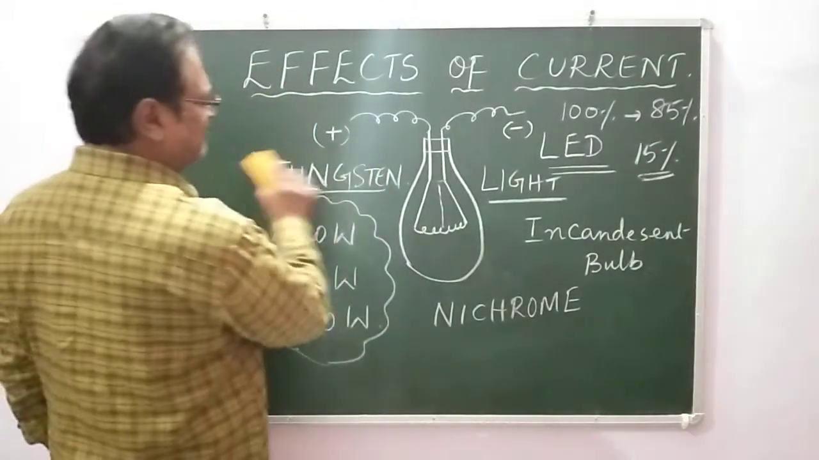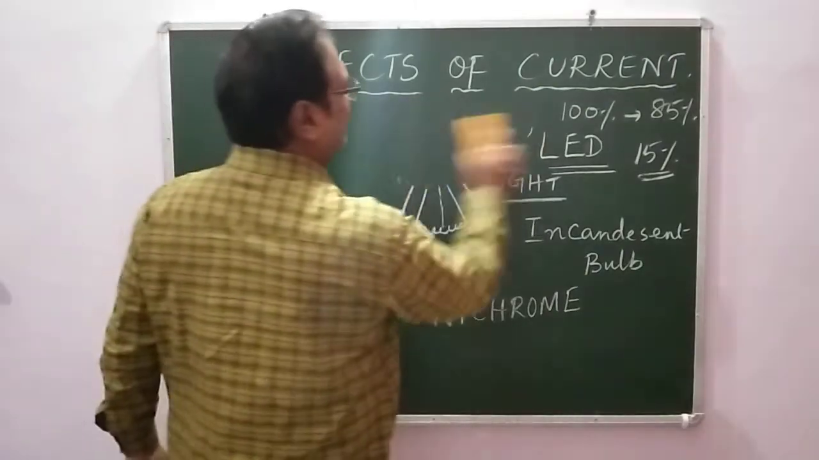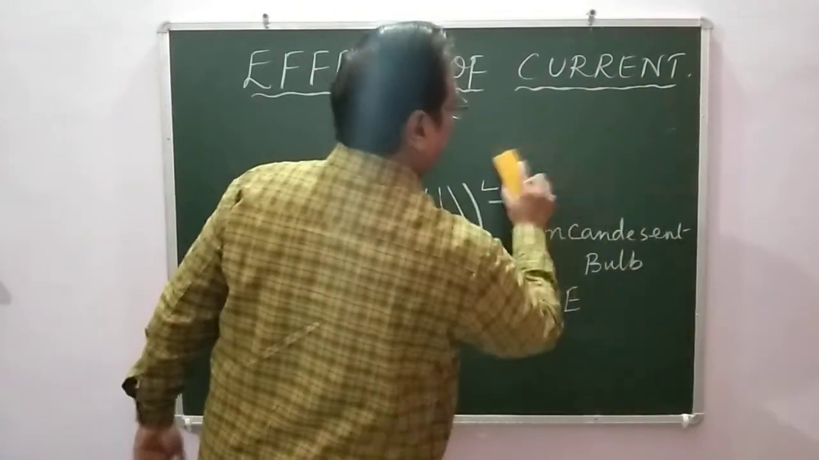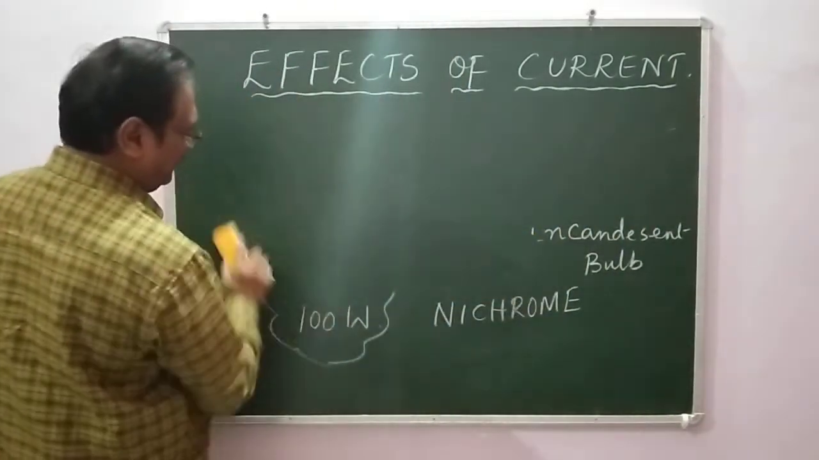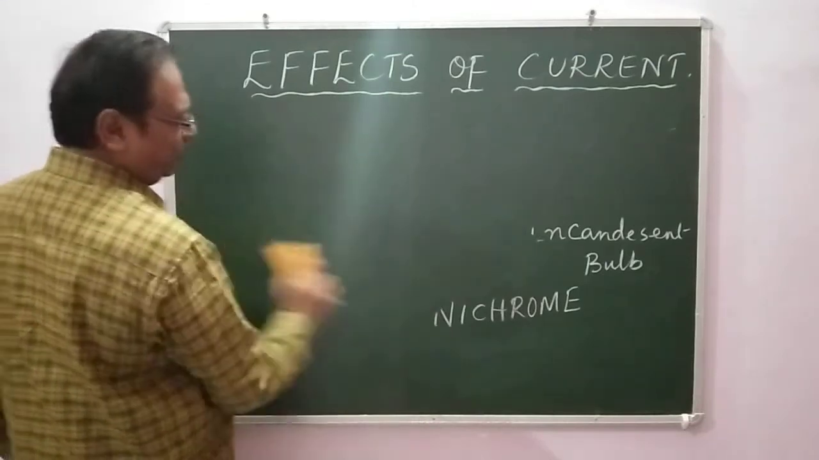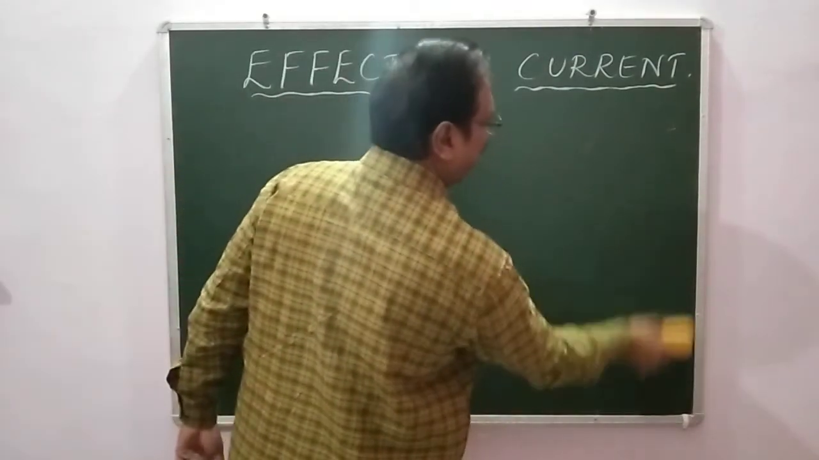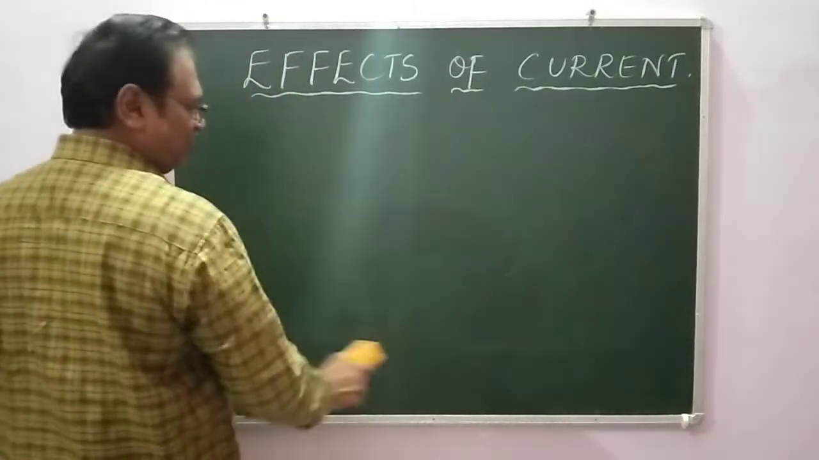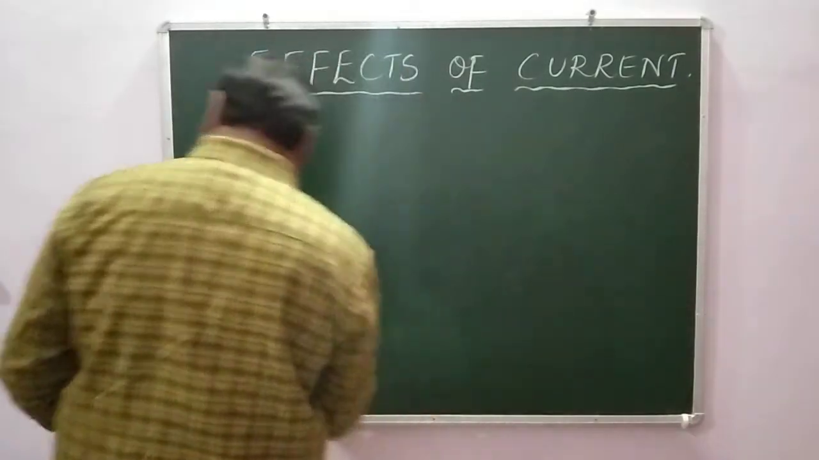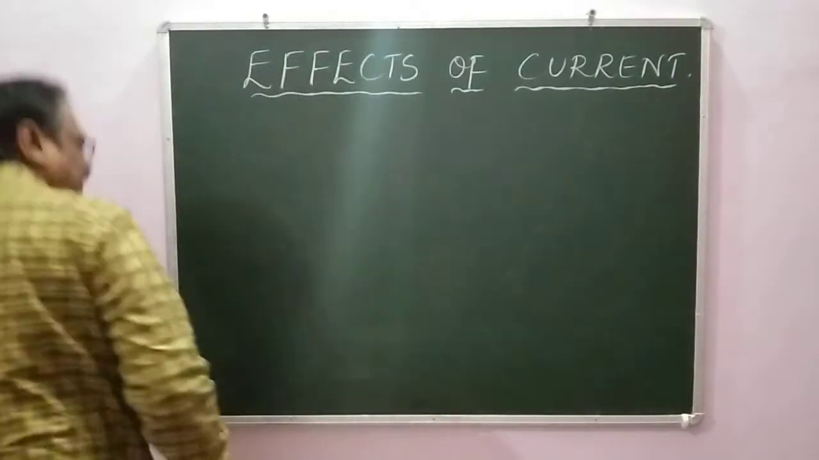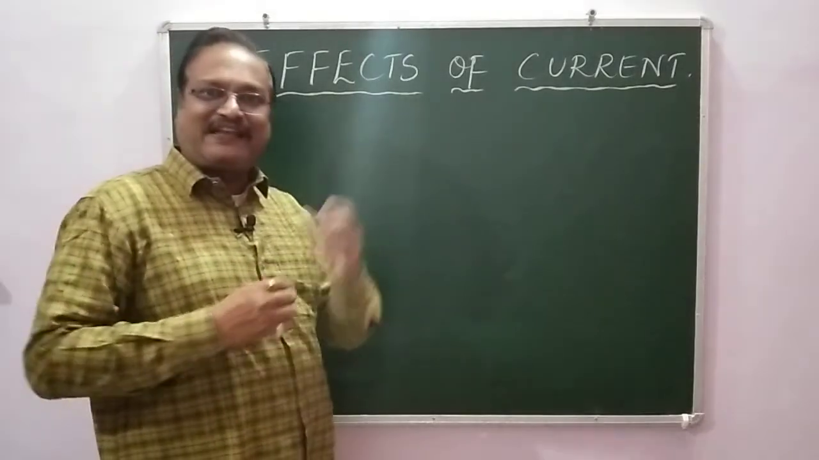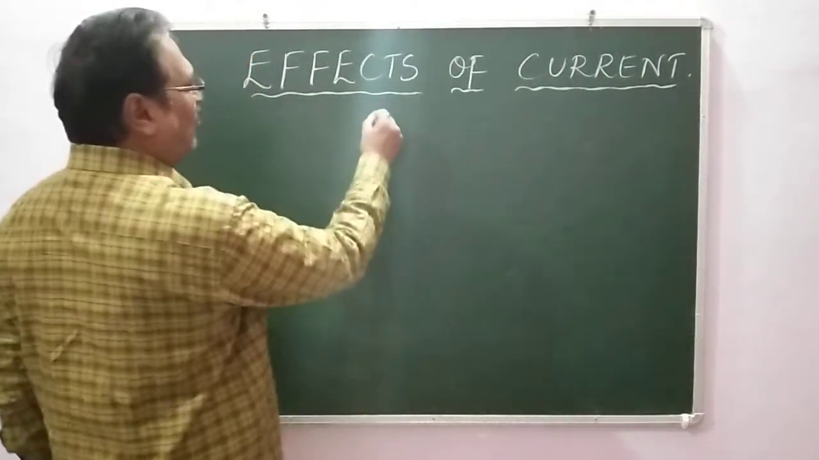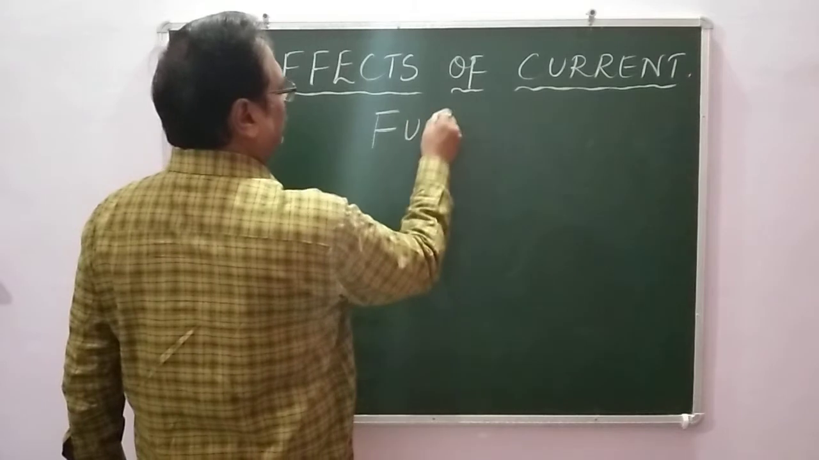Now, I'm going to erase this. Here, the electricity is producing light energy, and partially, it is producing heat energy also. Now from here, I move on to an important thing and a device called fuse.